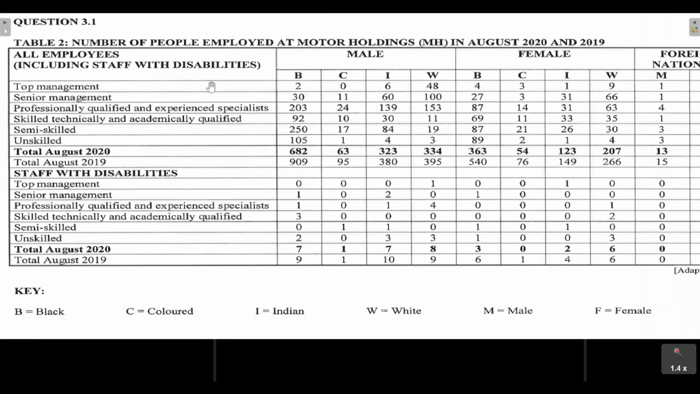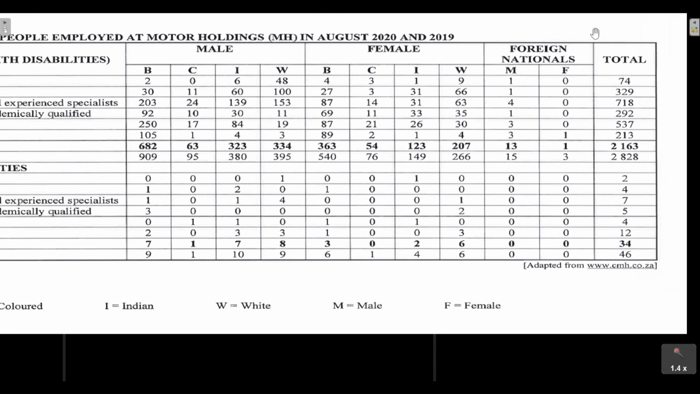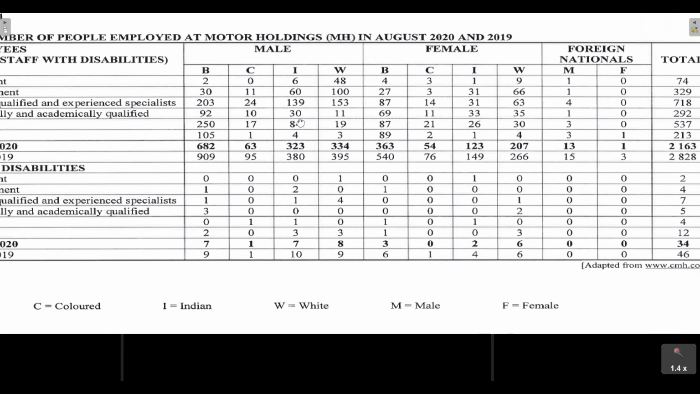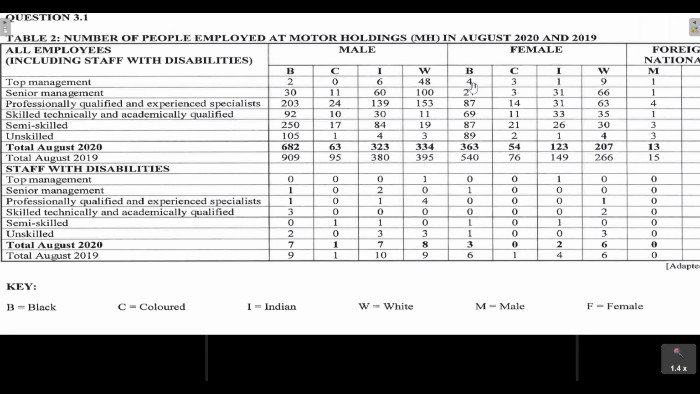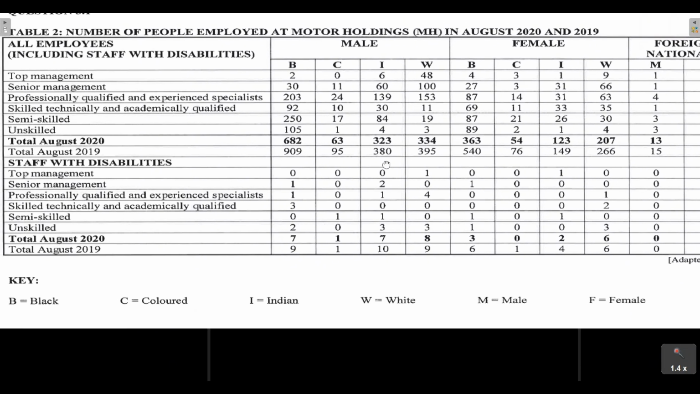Okay, and in the top management, the females, we've got four black females, three colored females, one Indian female, and nine white females. Okay, then the foreign nationals that they have here, one male and zero female. Okay, and the total number of employees that they have in the top management, when we go right through the row, is 74.